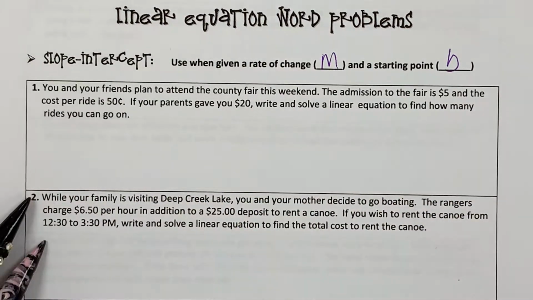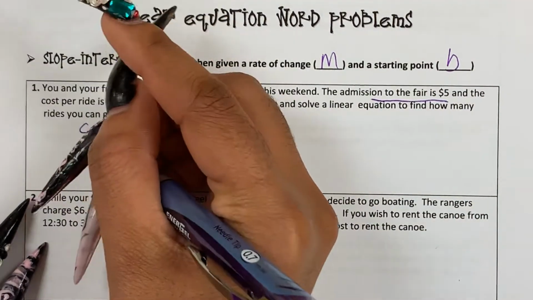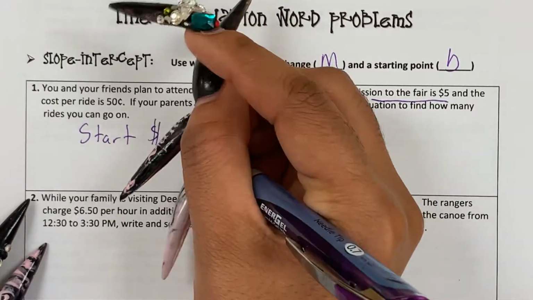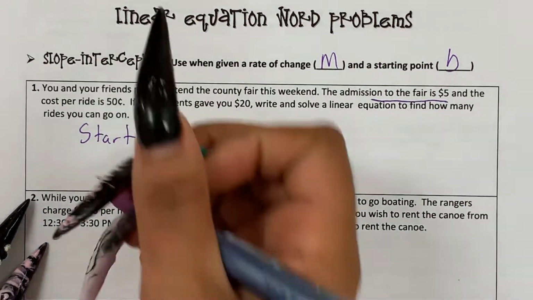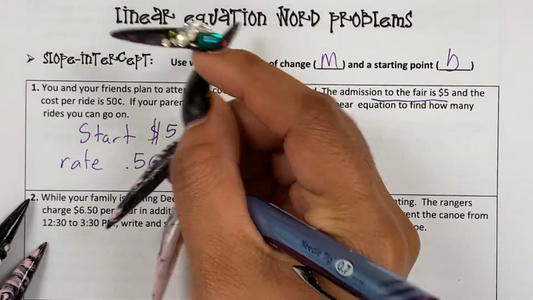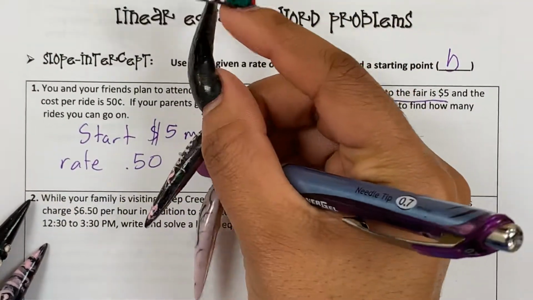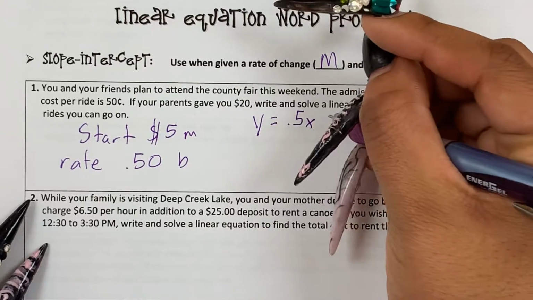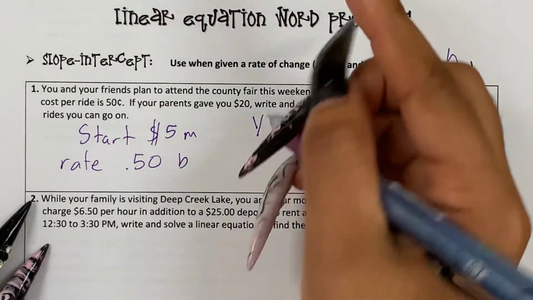We're going to pay attention to the first sentence. The admission to the fair is $5. So that's your starting point. That's how much you have to pay even if you don't ride any rides. And your rate is 50 cents. So this is your M and your B. So your equation would be y equals 0.5x plus 5. That's your equation.